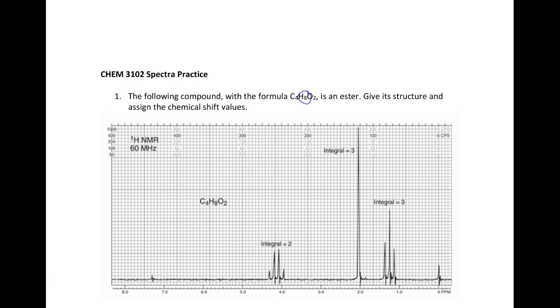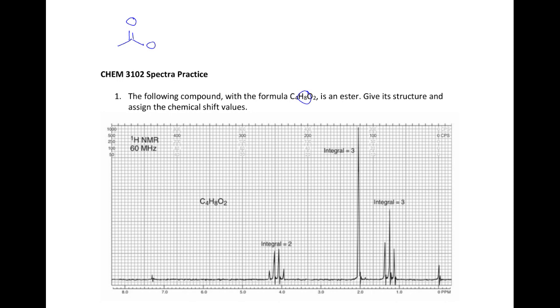So we know that somewhere in the molecule we must have a carbonyl attached to an oxygen like that. That would be an ester. You could put an R group here and an R group here, but we need to determine exactly what those R groups are. So I'm going to remove those for now, and then we're going to take a look at the integration.